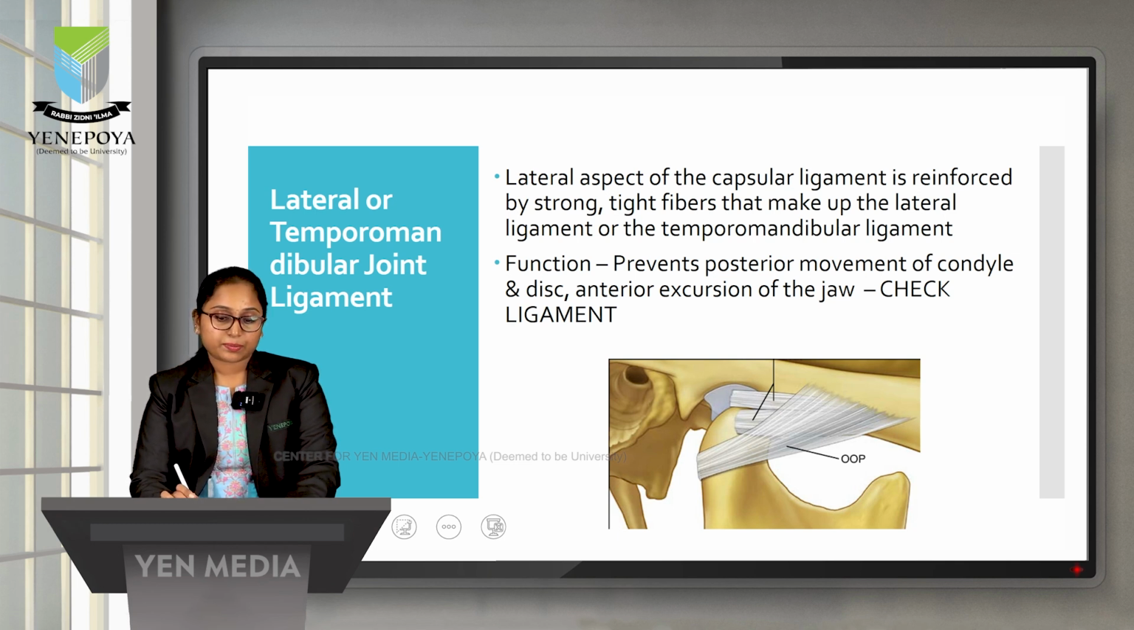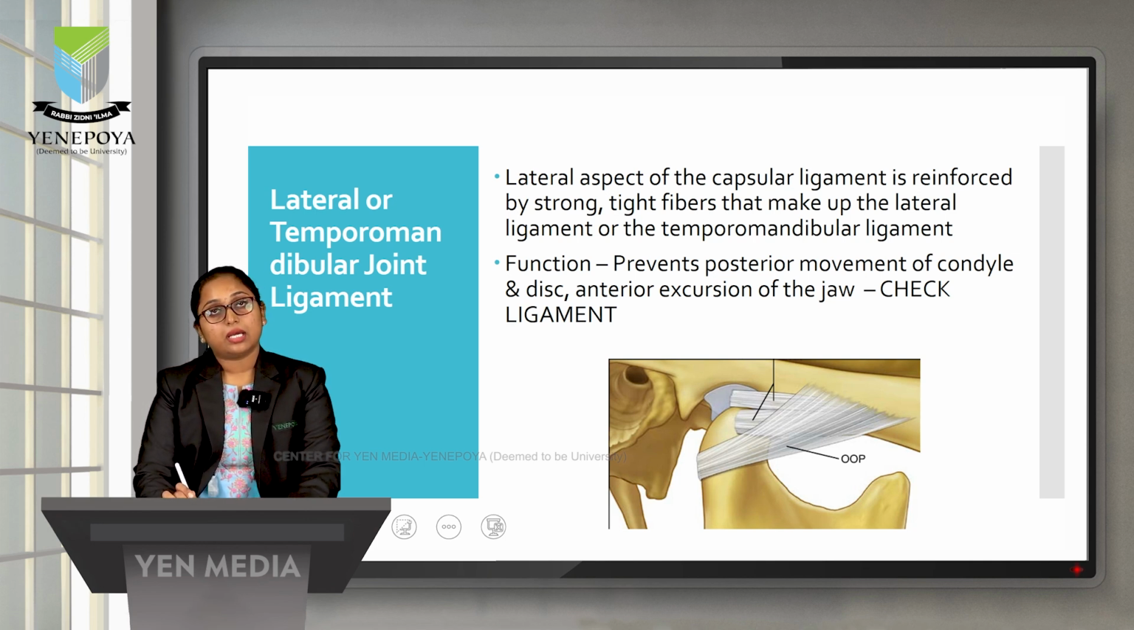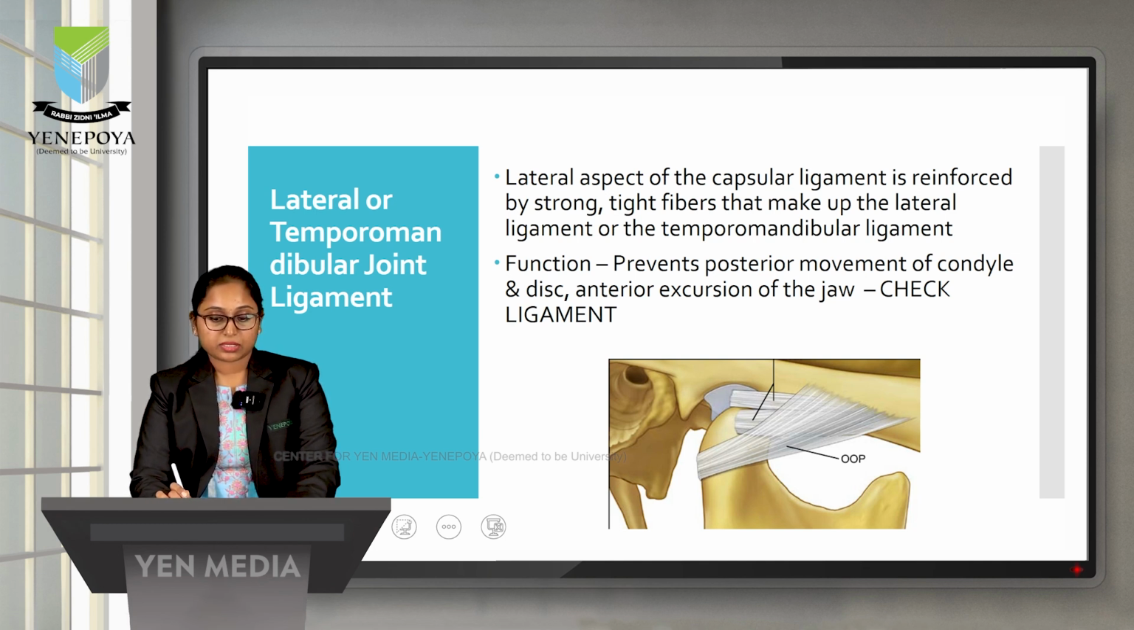The other major ligament is the lateral or temporomandibular joint ligament. The lateral aspect of the capsular ligament is reinforced by strong tight fibers that make up this lateral ligament. Its main function is to prevent extreme posterior movement of the condyle and the disc, and also the anterior excursion of the jaw. Because it prevents both posterior and anterior extreme movements, it is called the check ligament.